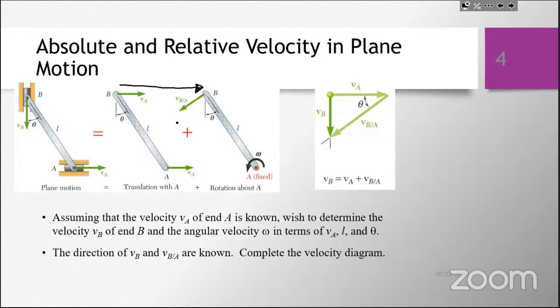Assuming that the velocity of A is known, we want to determine the velocity of B and the angular velocity omega in terms of VA, L, and theta. So we want two things: the velocity of point B and omega. I want to know how fast point B is moving and how fast I am rotating. We need two equations. So we can do some trig if we use this triangle here.